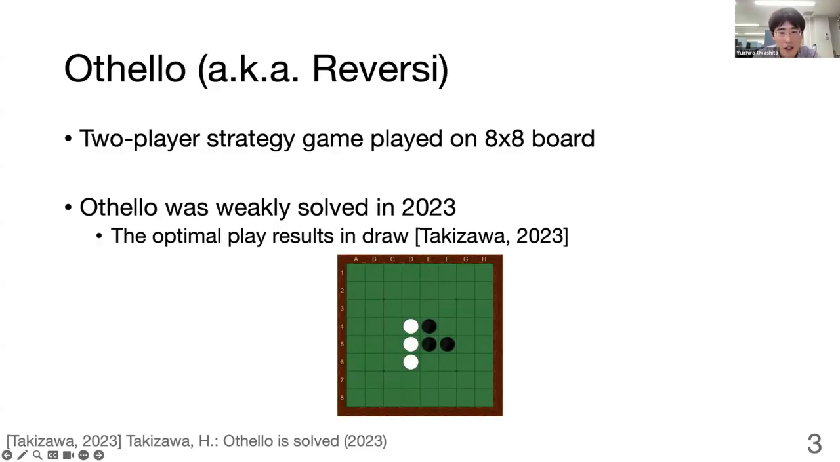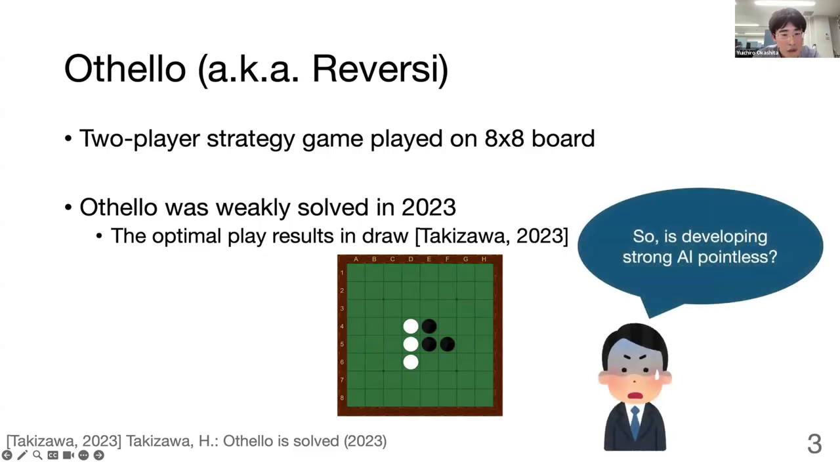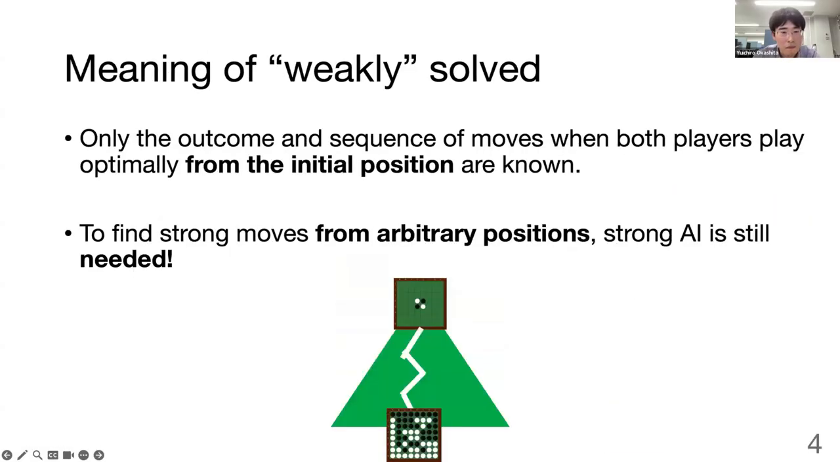Othello, also known as Reversi, is a two-player strategy game played on an 8x8 board. This game was weakly solved by Takizawa in 2023. His work showed that a game between two optimal players will always result in a draw. And if the game is already solved, is there any value in developing strong AI for it? Let's think about what weakly solved actually means.